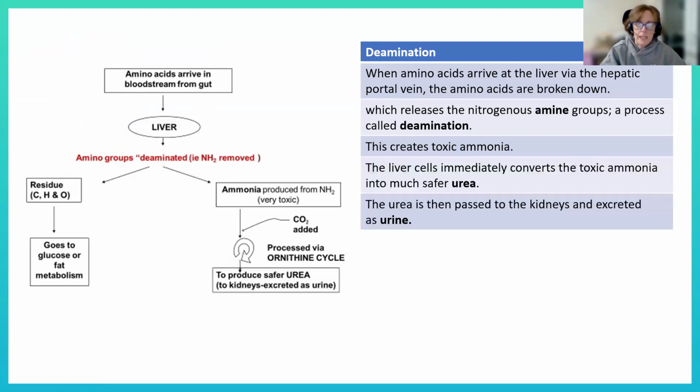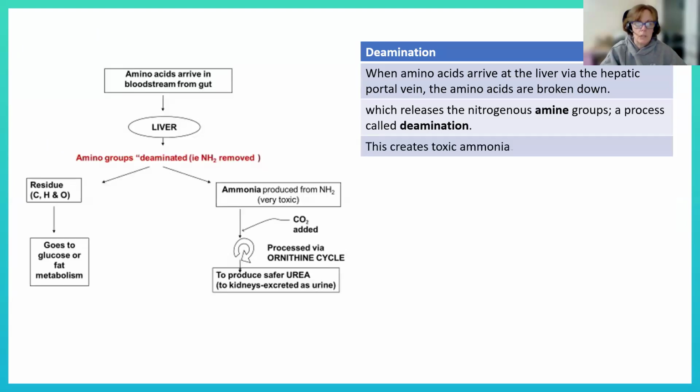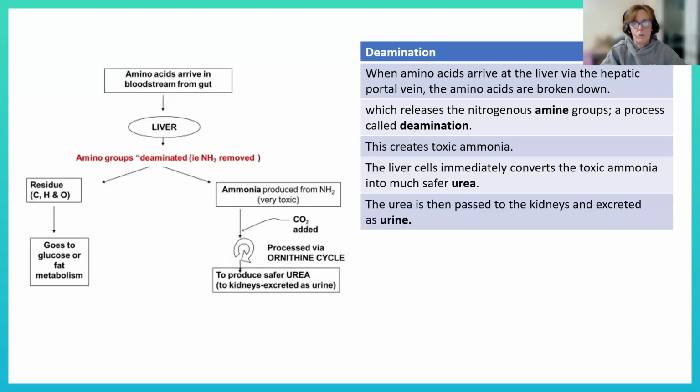And that very quickly has to get converted into urea, which is much safer. And then we pass this urea to the kidneys and it's excreted as urine. So a really important role is deamination of the amino acid, and that's removal of that NH2. And obviously, then we've got this urea to get rid of via the kidneys.